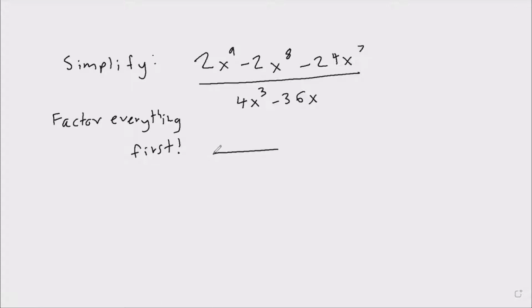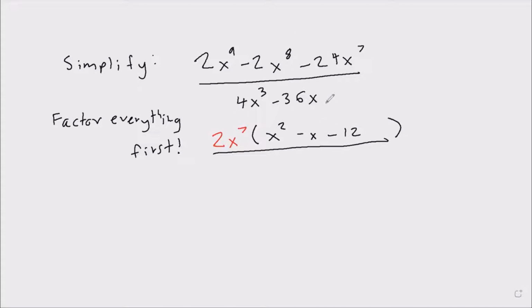For the numerator, we can factor out a GCF. The GCF of the top is 2x to the seventh. After we factor out the GCF of 2x to the seventh on top of the fraction, we are left with x to the second minus x minus 12.